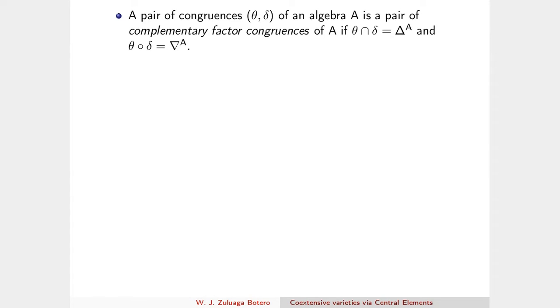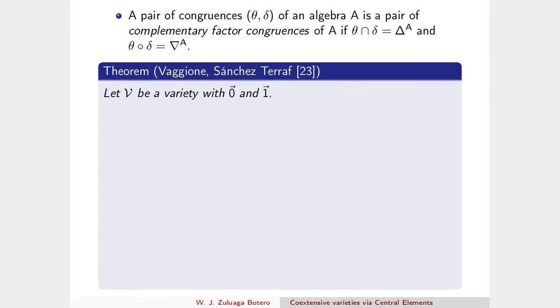A pair of congruences theta and delta of an algebra A is a pair of complementary factor congruences if their intersection gives the diagonal and their composition gives the top of the lattice of congruences of the algebra.